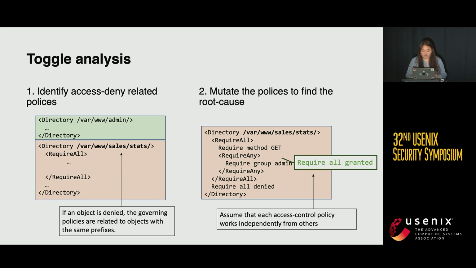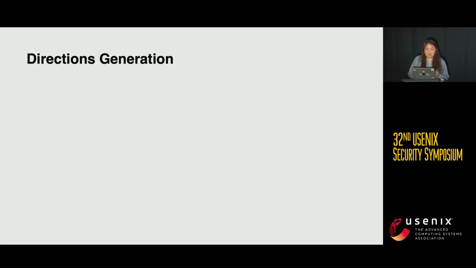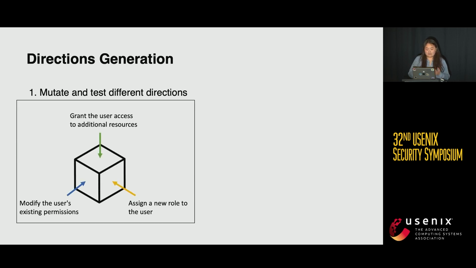Now we have a set of policies we understand that cause the deny. We want to know how we can relax the permissions to solve the issues. The next part, direction generation. First of all, we want to mutate and test different directions. We mutate the directions based on types of the directions.